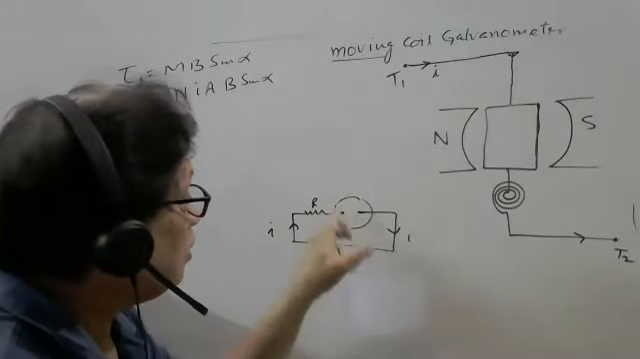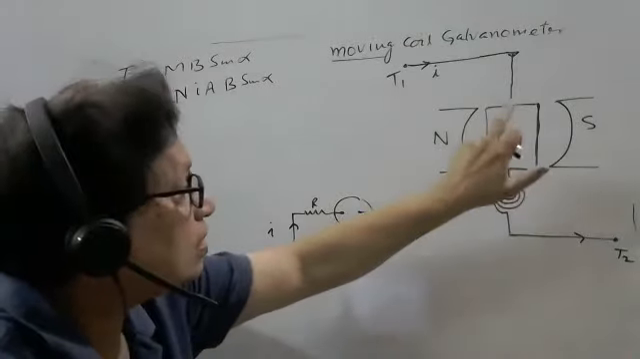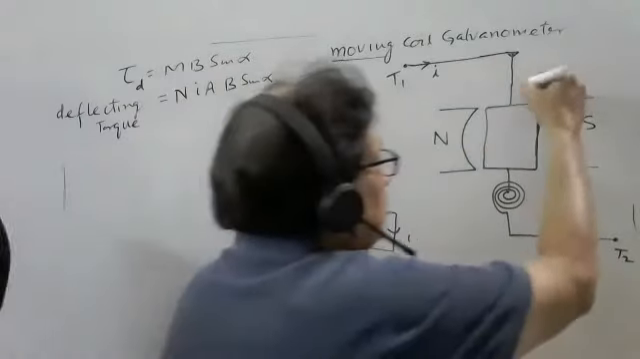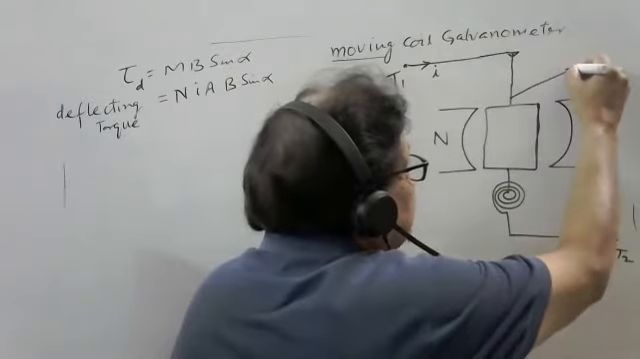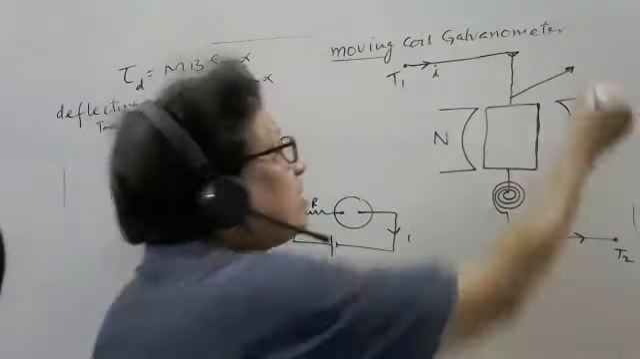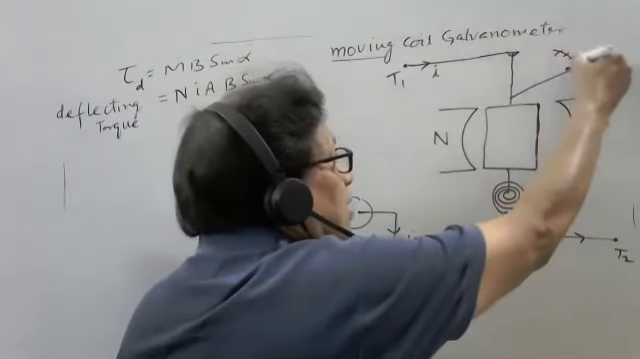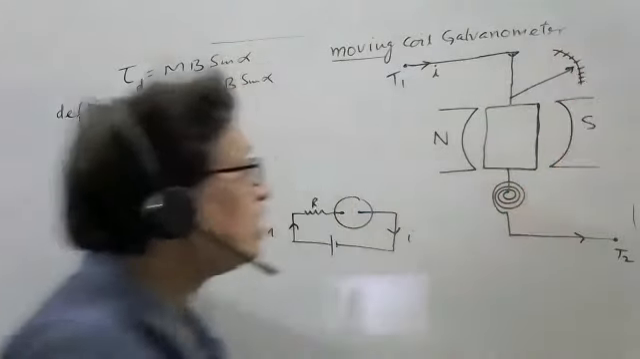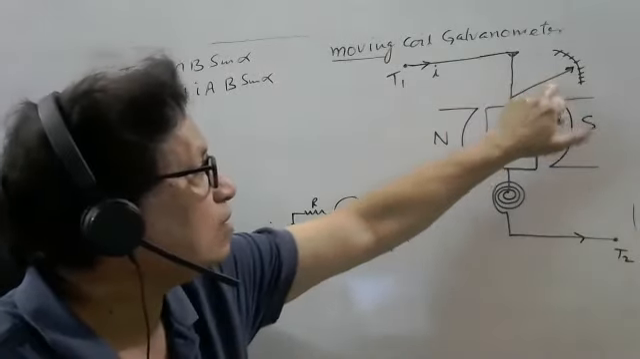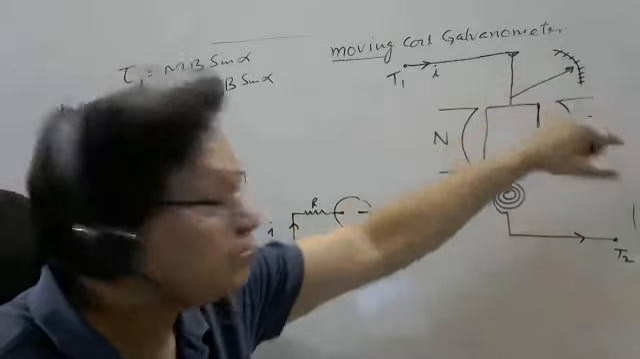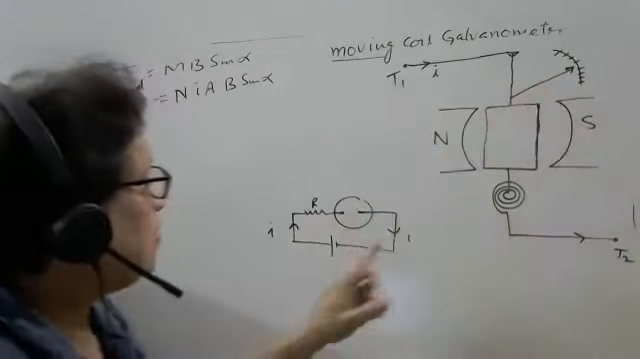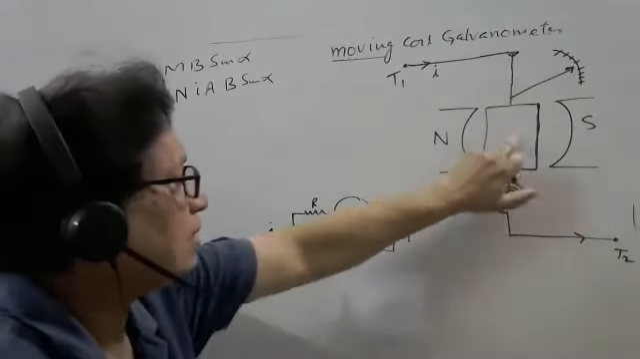So current is flowing, torque develops here. Because of the torque it rotates. And suppose we connect here a very light pointer of aluminum on this scale. If current is flowing, it rotates, and this aluminum pointer needle will deflect. So deflection is directly proportional to current here. So this is the arrangement.